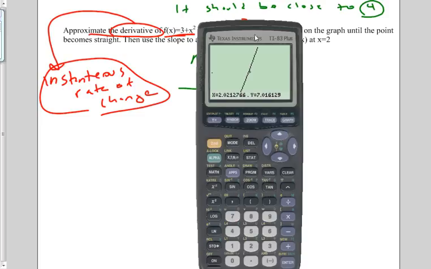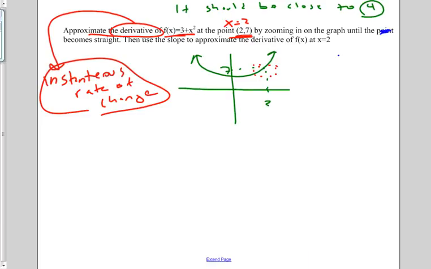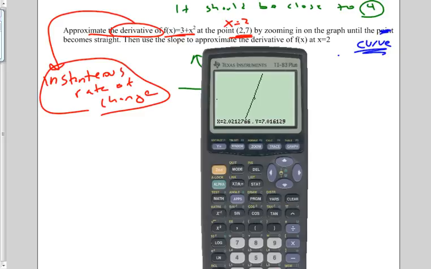So once our line becomes straight, and I wrote this a little bit poorly, not just poorly, incorrectly. This should say zooming in on the graph until the curve becomes straight. So it has become straight, and so now what we need to do is choose just any 2 points on this line. The first point that I think makes the most sense to choose is the point that we're talking about. So when x equals 2, second calc value, we know y equals 7.